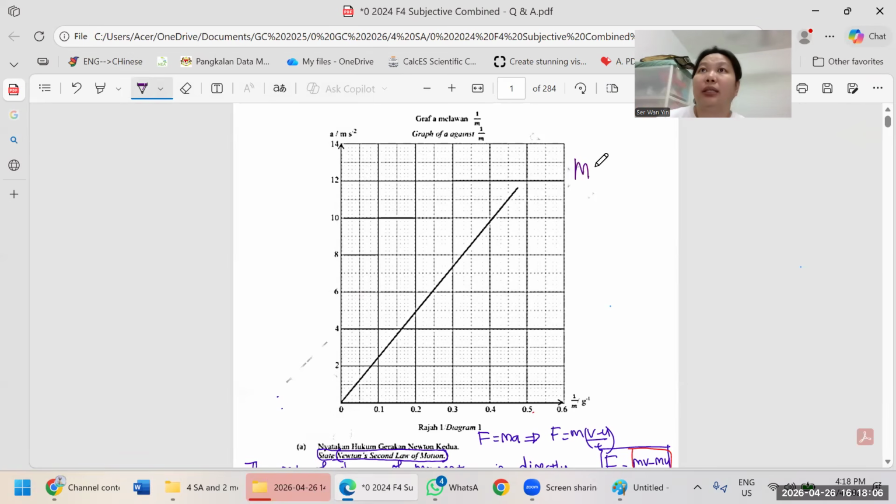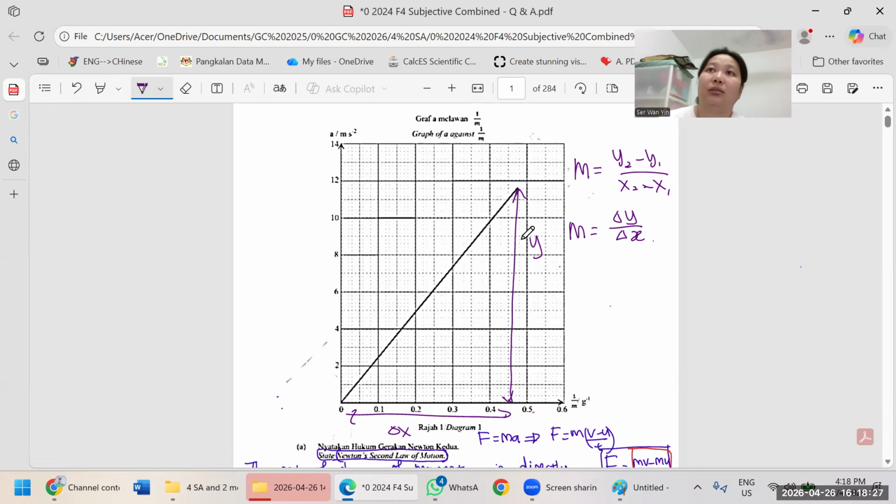Okay, how to find the gradient? Gradient is actually y2 minus y1 divided by x2 minus x1. So gradient equals changes of y divided by changes of x. This is changes of y, this is changes of x. So gradient means the vertical distance divided by the horizontal distance. I believe your maths is quite good, so you will understand this.